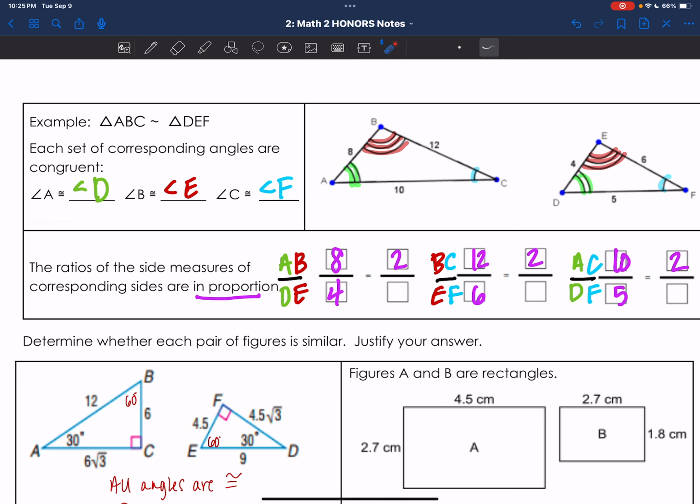Alright, so now let's look at these two triangles. So this is just like your congruency statement, but this is called a similarity statement. That's what that symbol is. Okay, so now that we have our similarity statement, and we know because it has a similar sign, triangle ABC is similar to triangle DEF. So remember, order matters.